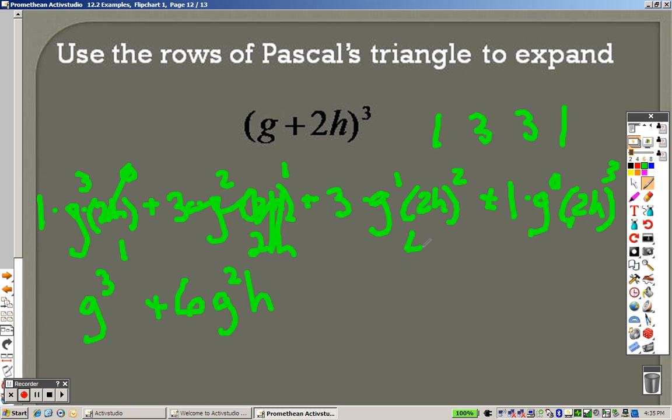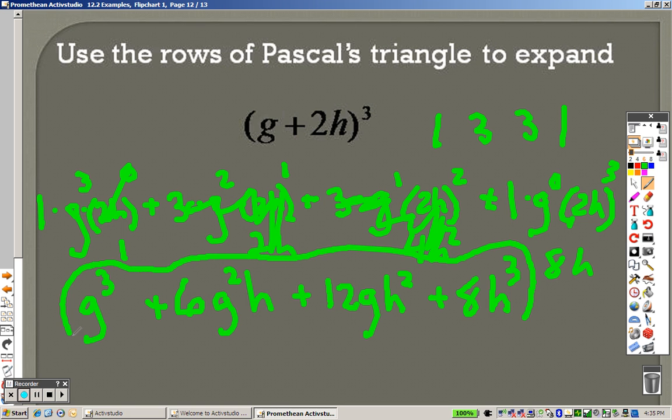2 squared is 4, and we have an h squared now. And 4 times 3 is 12. G H squared, and 2 to the 3rd is 8. 8 times 1 times 1 is 8, and it's H cubed because it's an H to the 3rd power, and there is your answer.